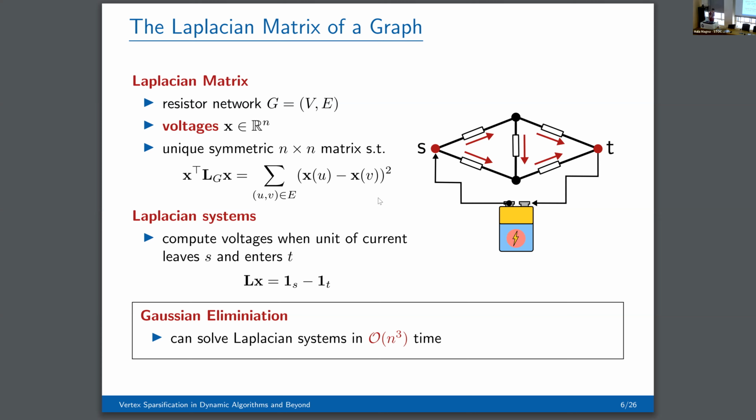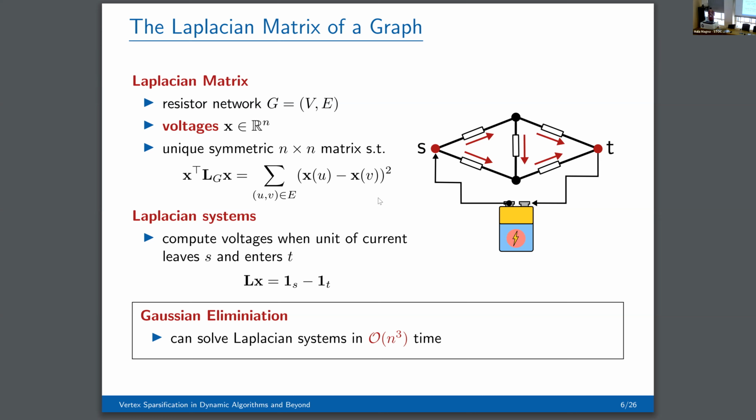At least from this electrical flow point of view, they appear in a natural way when you try to compute voltages when you route 1 unit of current in this resistor network from s to t. If you want to compute the potentials, or the voltages, on the vertices, you solve the following Laplacian system that you see over there.